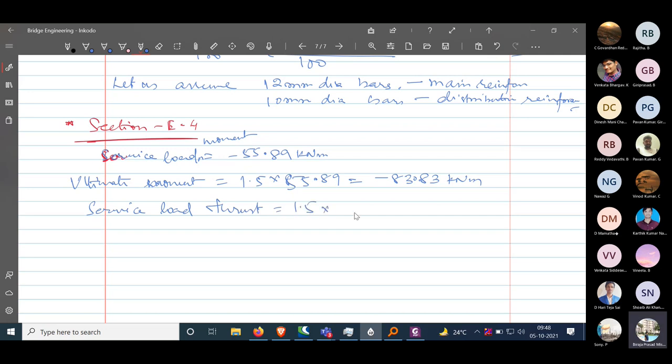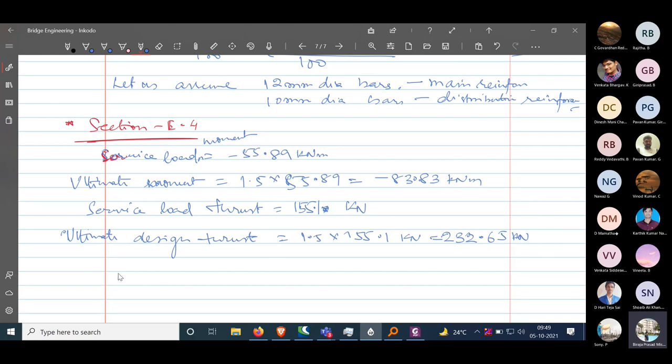Okay. Now the service thrust is 155.1 kilonewton, and this ultimate design thrust equals 1.5 into 155.1 kilonewton. So how much it is, please calculate. So it is coming as 232.65 kilonewton.